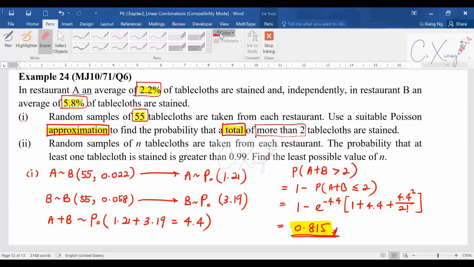Have a look at part B now. For part B, a random sample of n tablecloths is taken. Just now we had 55 tablecloths; now we only have n tablecloths taken from each restaurant. The probability that at least one tablecloth is stained is greater than 0.99. Find the least possible value of n.